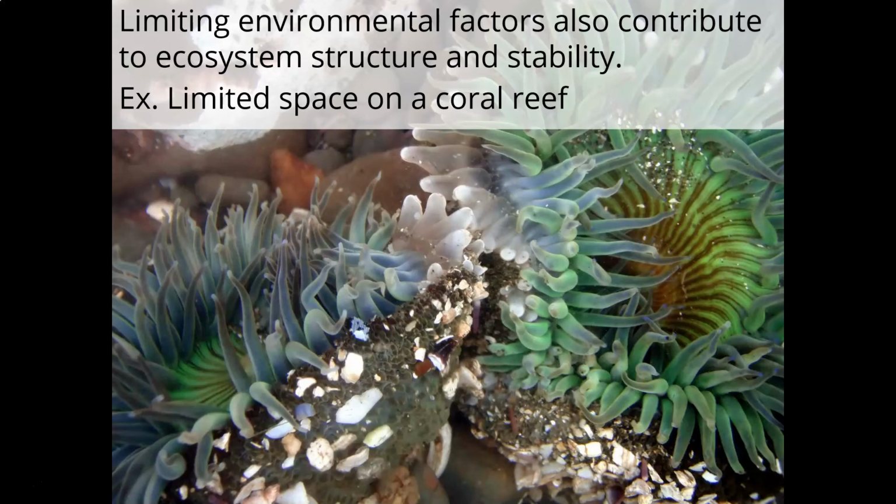Now, limiting environmental factors can also contribute to ecosystem structure and stability. For example, limited space on a coral reef. Coral reefs are really known for being biodiversity hotspots. When there are so many organisms there, competition takes place, and that actually affects the ecosystem structure. And it could affect its stability if the competition is unbalanced.